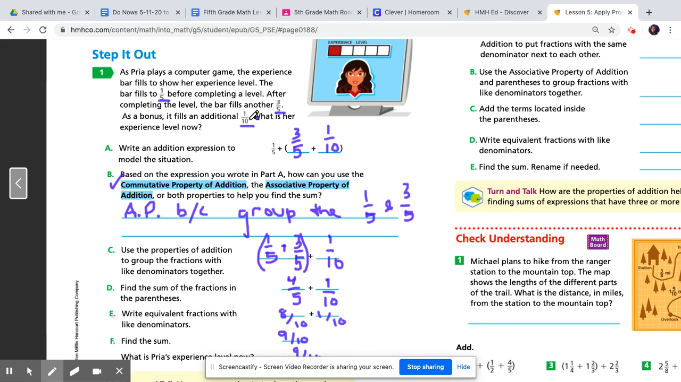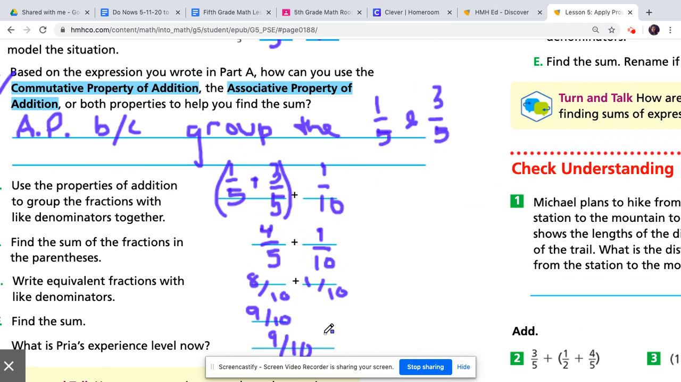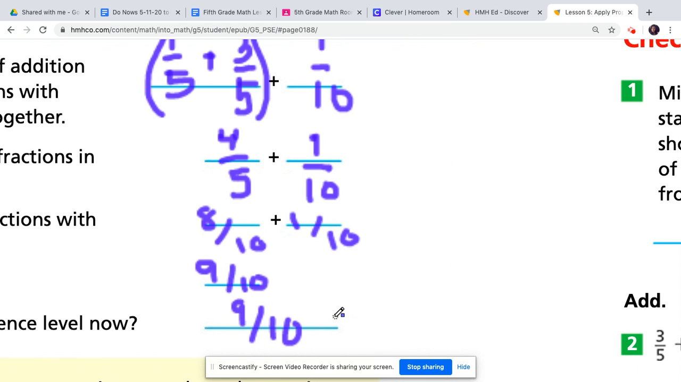Okay, as a bonus, it fills 1/10. What is your additional experience level now? So you could say 9/10 is her experience level, or you could say 9/10 of the bar, because that's what this is representing. Okay, make sure you're always giving a label to your answers if it is a word problem.